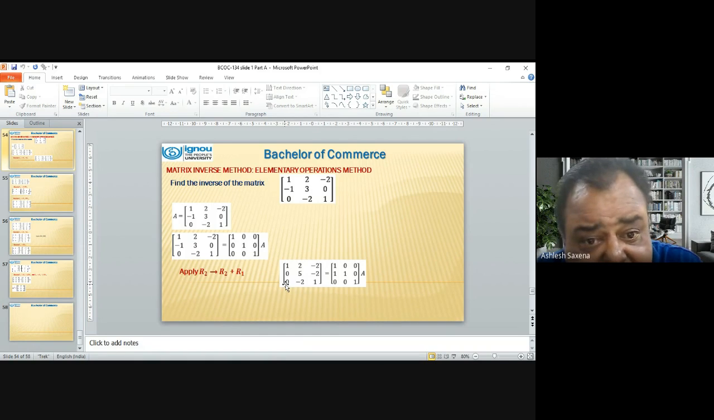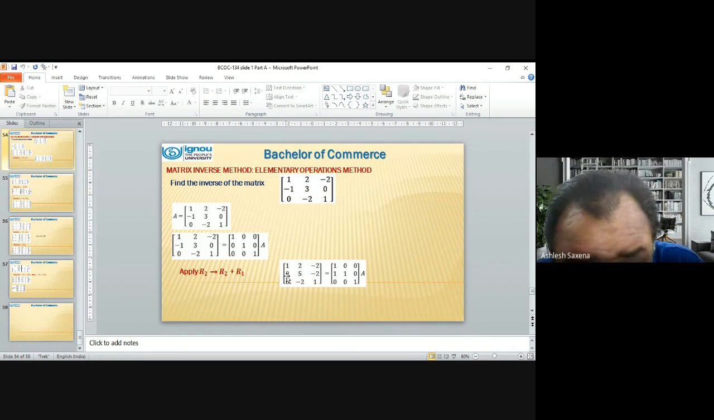Then comes the third one. It will remain the same. And here also, the same operation will be applied. R2 plus R1: 1, 0 plus 1 is 1. Rest, everything will remain the same. Now, we can see that we have obtained this. Now, move on. We have to make this 0.